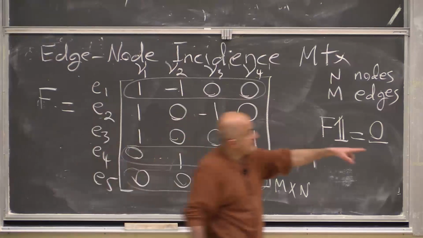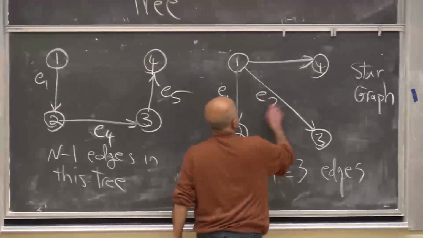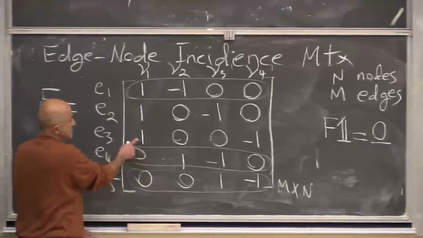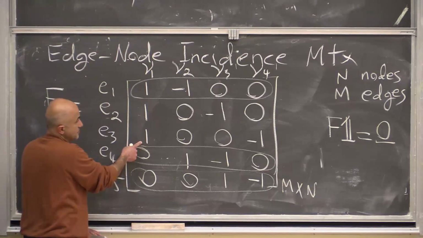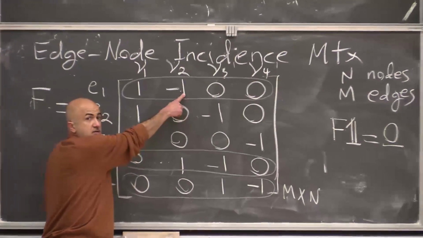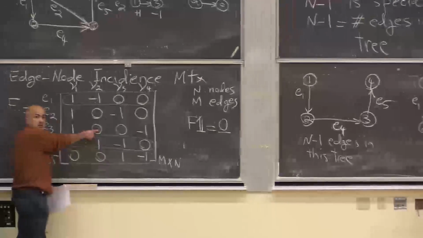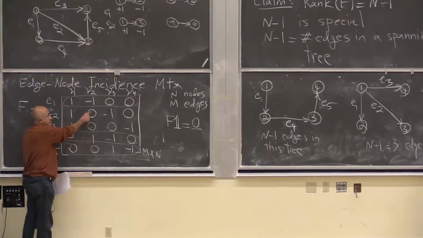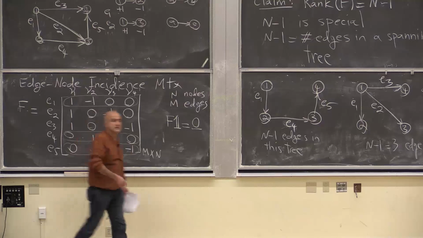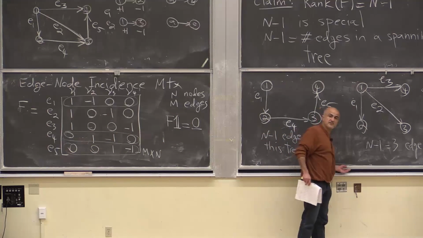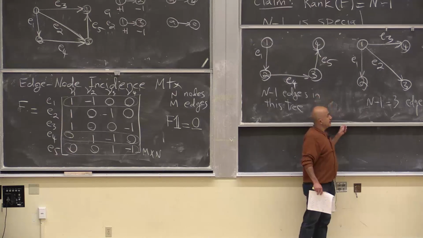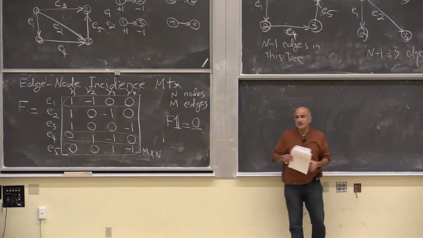If you look at the star graph, it's edges 1, 2, and 3. Okay? So now if I look at edges 1, 2, and 3, these 3 rows, notice the minus 1 in edge 1 cannot be canceled by a combination of rows 2 and 3. So these 3 rows are linearly independent. And you can try this with any tree that spans the original graph, and you'll find that the rank of the matrix, there are n minus 1 independent rows. And that's why we said that the rank of the matrix is n minus 1.